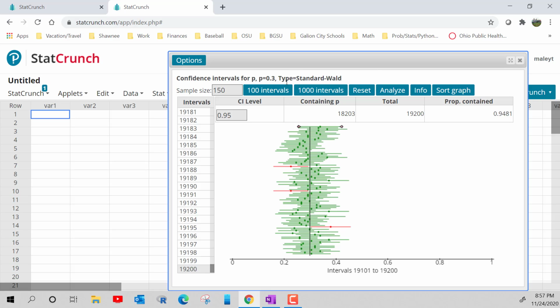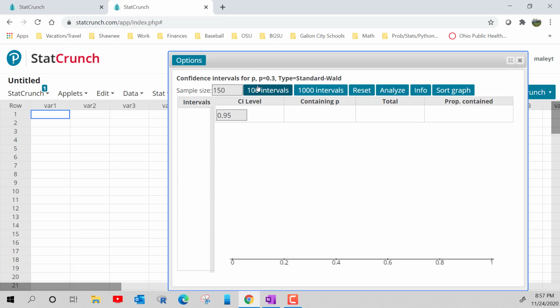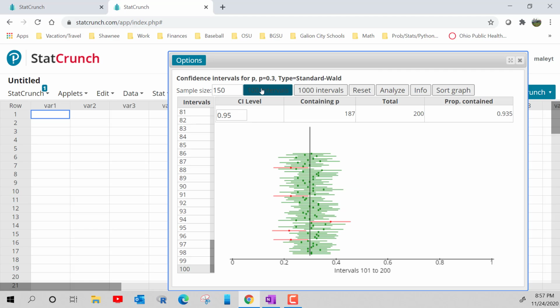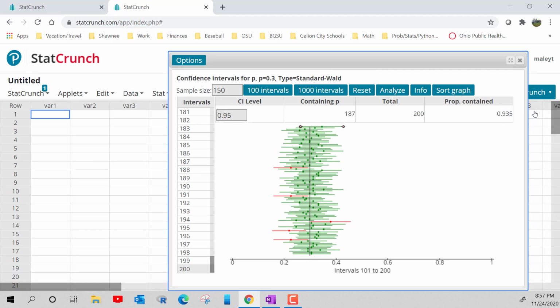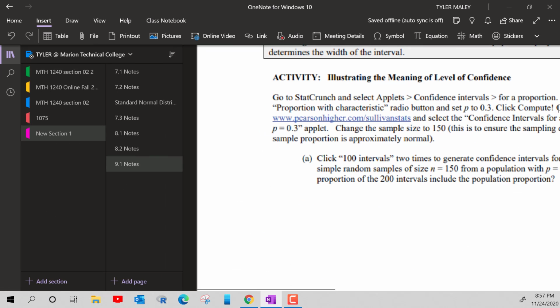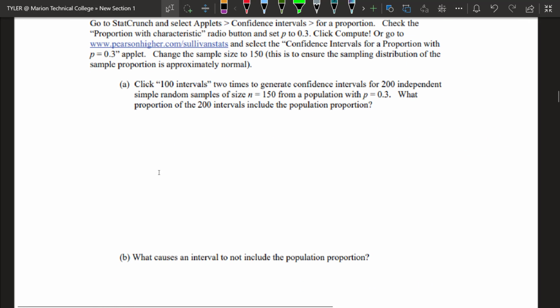All right, so let me reset this and hit 100 again, and we get roughly 0.935, roughly 94% of the confidence intervals contain the population proportion, right? Because we need to be able to write that down, and if you do this, you might get a slightly different value, but it's going to be roughly the same, right? You should have somewhere around 93, 94, 95%.